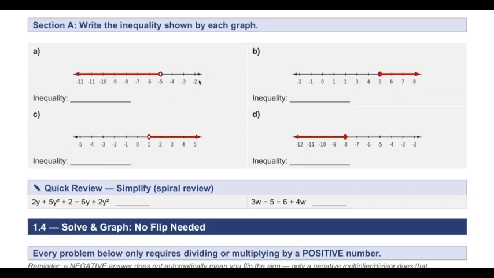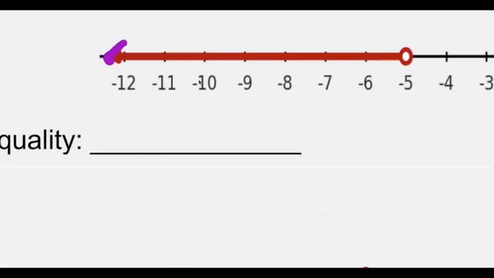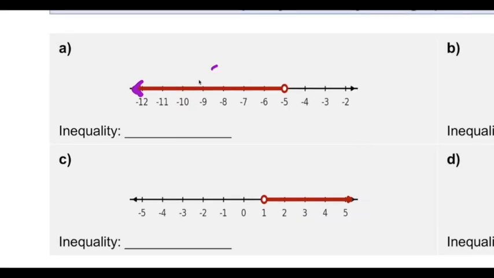My little hint is I treat the arrow like my inequality. So if I look at this, I go like that. And then the line is your x. So now we have x is less than, when we're starting at, -5. So that's how you write the inequality.